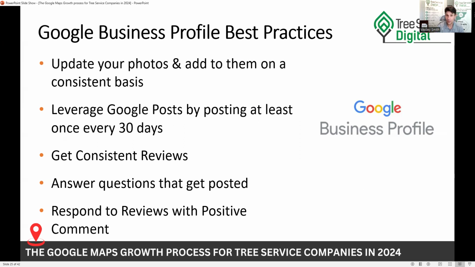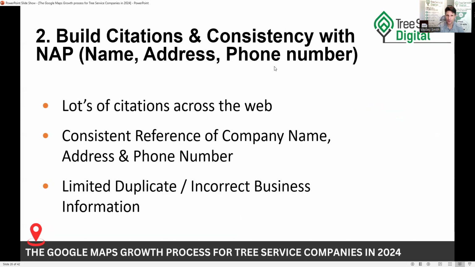Number 4, answer questions that get posted. So if people ask you a question like, hey, do you do tree fertilization? Make sure you go back and answer that question. That helps show interaction with your Google business profile. And number 5, respond to reviews with positive comments. That really goes a long way too. Google wants to see that the companies on their platform are taking care of their customers.